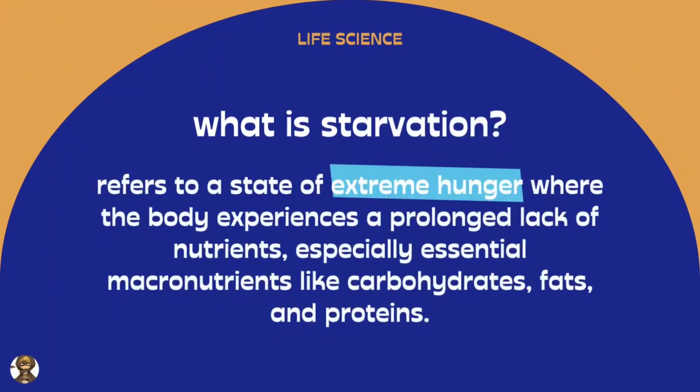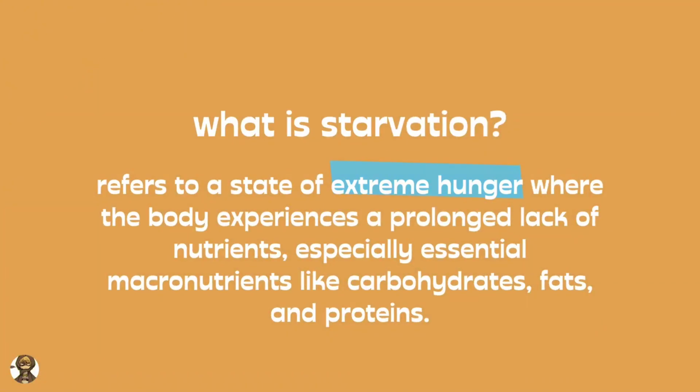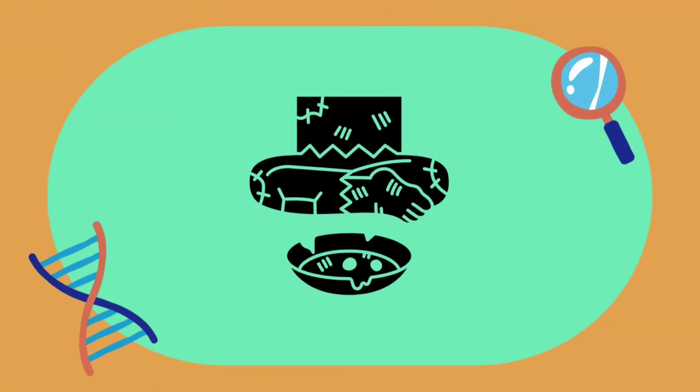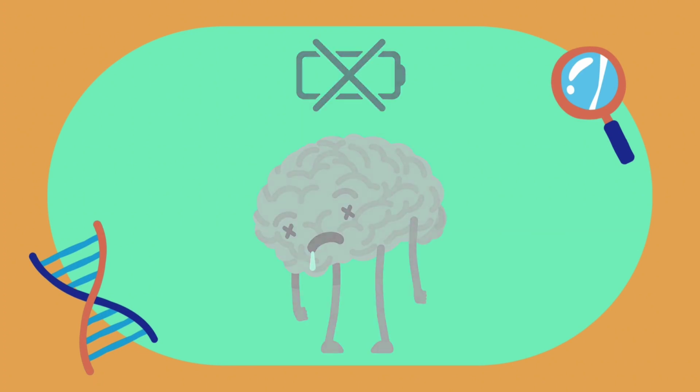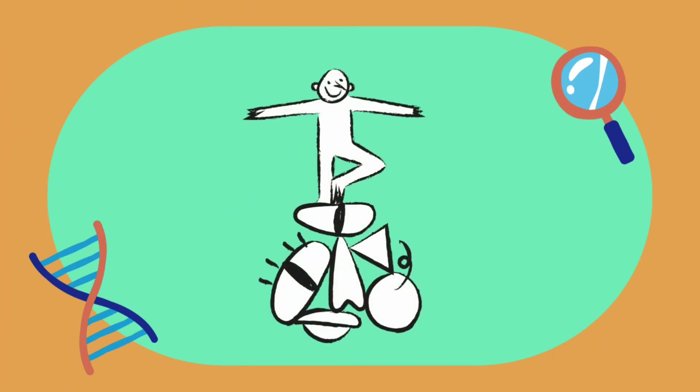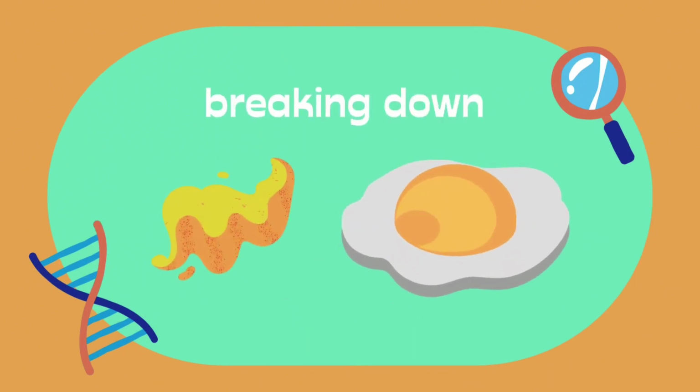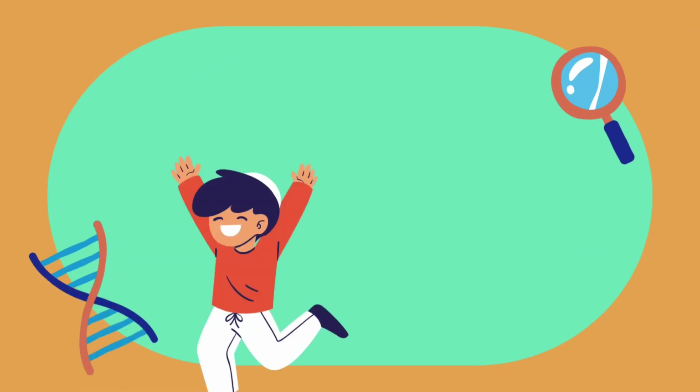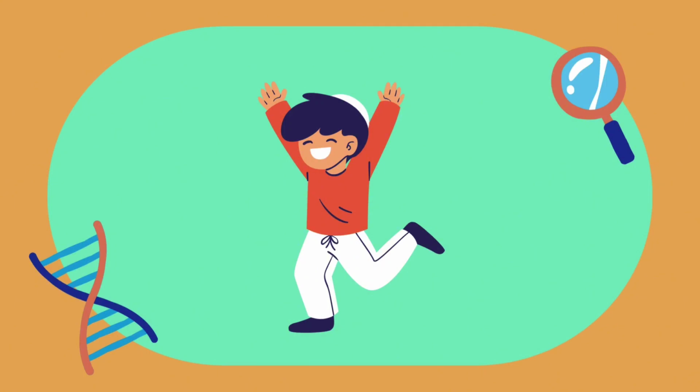What is starvation? It refers to a state of extreme hunger where the body experiences a prolonged lack of nutrients, especially essential macronutrients like carbohydrates, fats, and protein. This deprivation can lead to energy depletion and metabolic adaptation as the body seeks alternative fuel sources such as breaking down stored fats and protein. It is a complex physiological response aimed at sustaining vital function during nutrient scarcity.